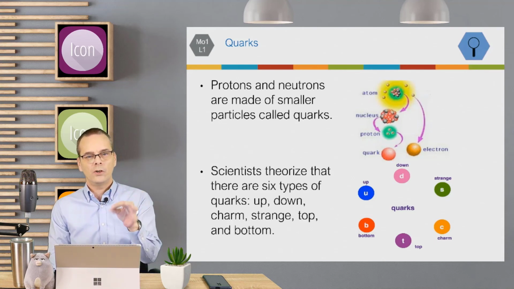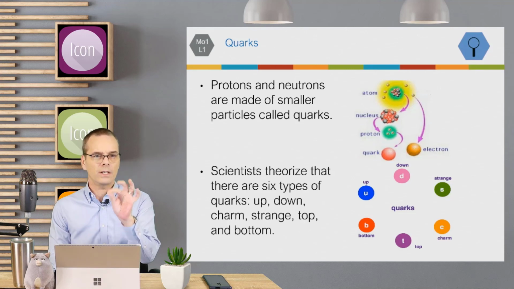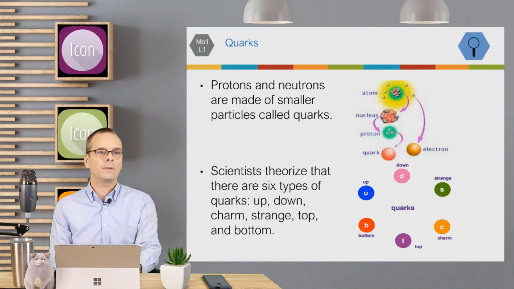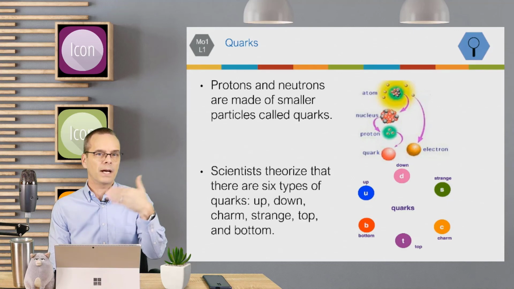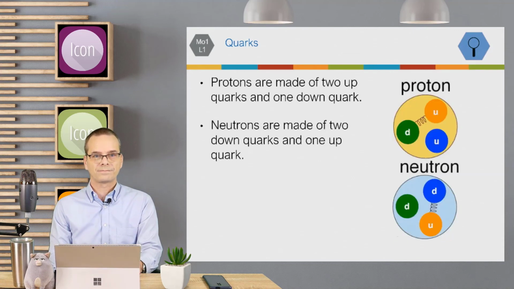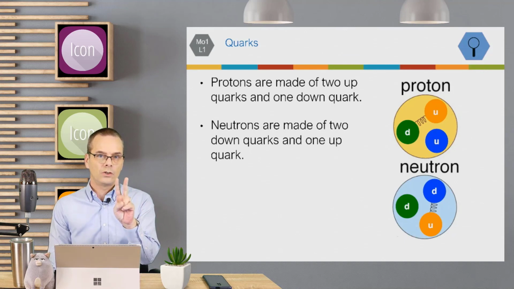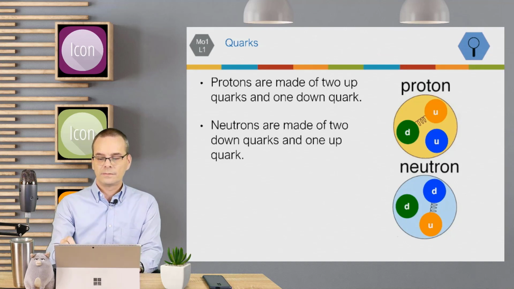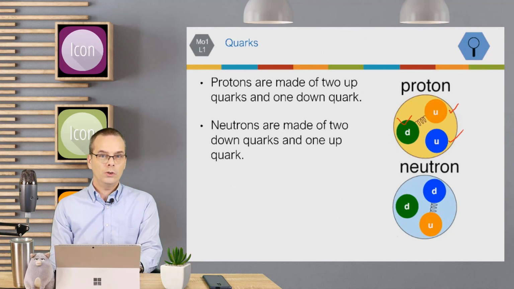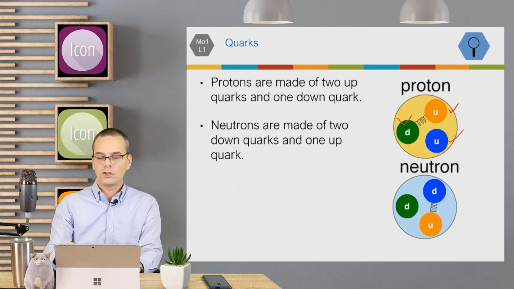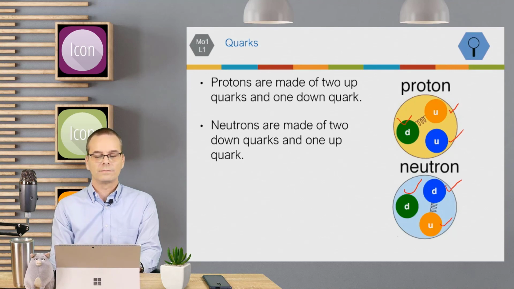Now remember, you're getting very, very small. And that's why they're theorizing, because microscopes and our ability to see these things are becoming more and more powerful. So protons, they say, are made up of 2 up quarks and 1 down quark. So 2 up, 1 down. Neutrons are made of 2 down quarks and 1 up quark.